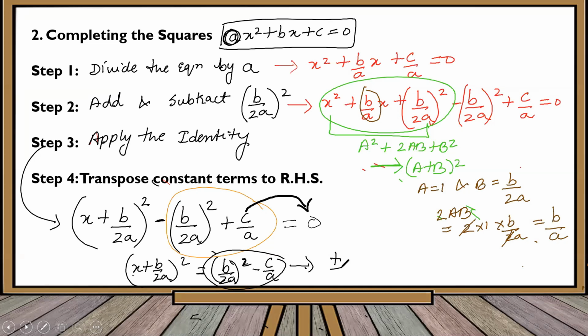So let us solve an example. We have, let's take this x square plus 8x minus 48 equal to 0. Now if you observe, a is equal to 1, so it doesn't matter if we multiply the entire equation by 1, it is going to be the same.